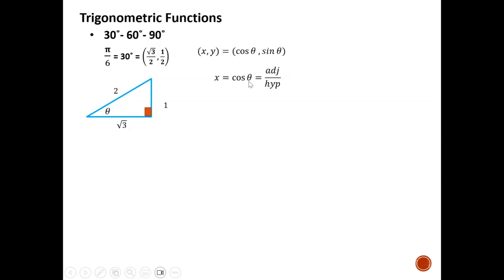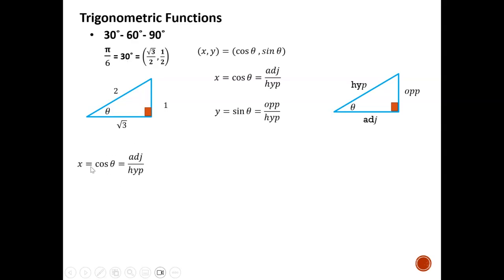Right, x equals cosine of theta, which is equal to adjacent over hypotenuse, and y is equal to sine theta, which is equal to opposite over hypotenuse. And here's my triangle, right? This is the opposite, adjacent, and hypotenuse. Okay, now, let's first find, we're looking for 30 degrees, which is pi over 6. X equals adjacent over hypotenuse. Adjacent means the square root of 3, so it'll be square root of 3 over 2.